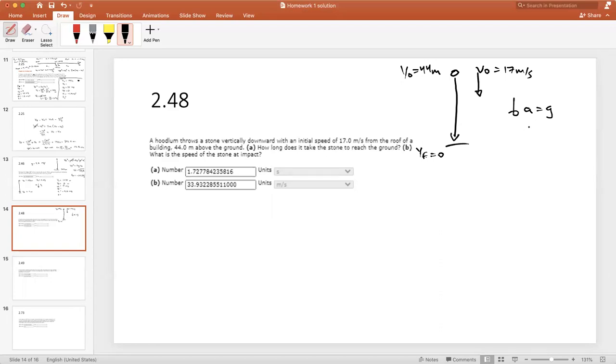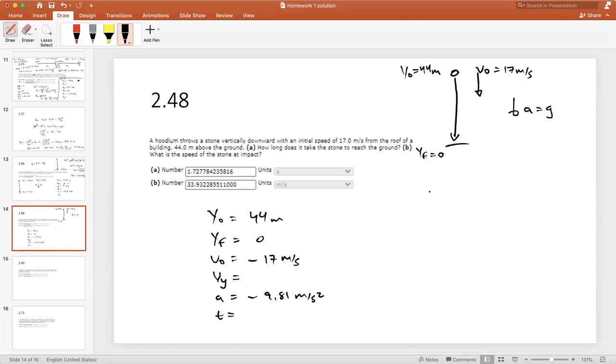And so what we want to know is how long does it take to hit the ground and what is the speed? In this particular problem, I gave you this problem because if we look at this really fast, a and t, this was 44 meters, 0. This was minus 17. Don't forget the minus sign. And this was minus 9.81 meters per second squared. So now looking at this, they asked us for the time. How long, meaning how many seconds does it take to hit the ground?